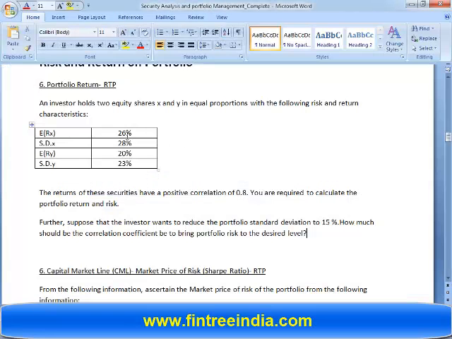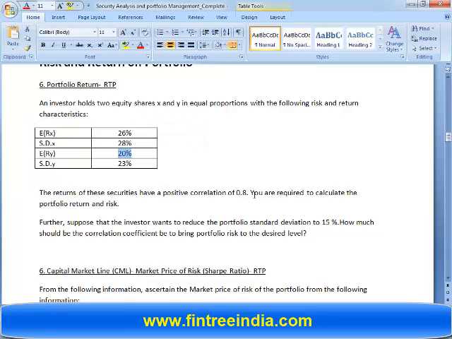So let's see what are those returns. X 26% and weight of X is equal proportion, so that is 50%. So 26 into 0.5 and 20 into 0.5. How much is the answer? 23%. Half of 26 would be 13, and half of 20 would be 10. A total of 23%.